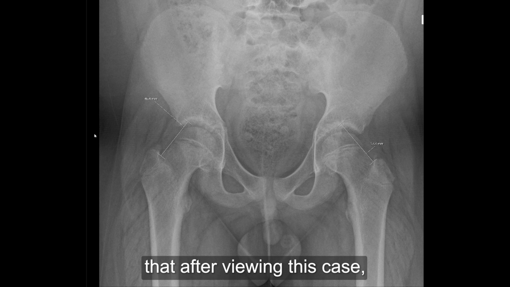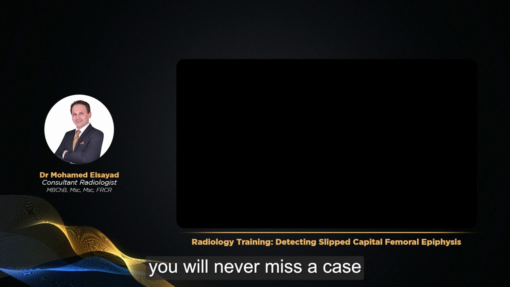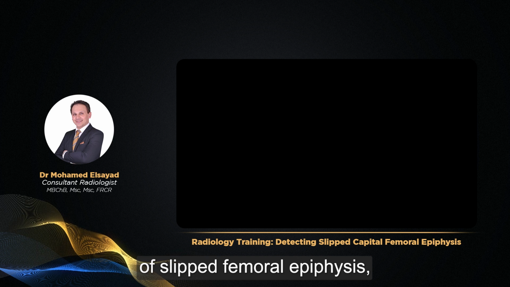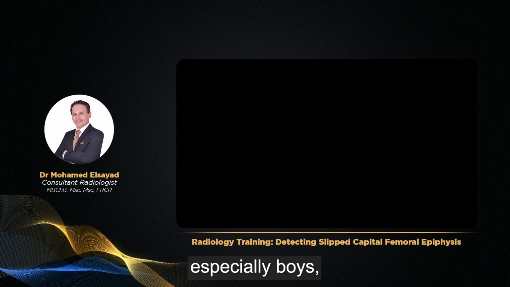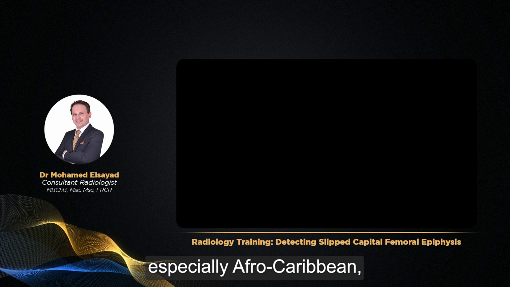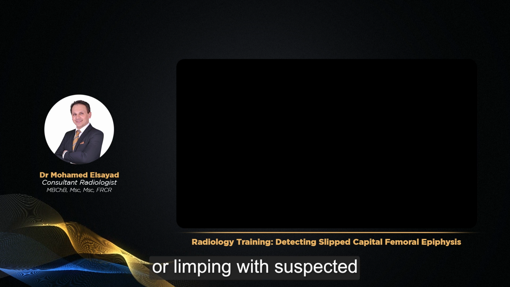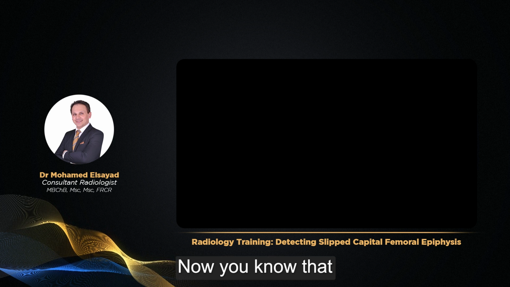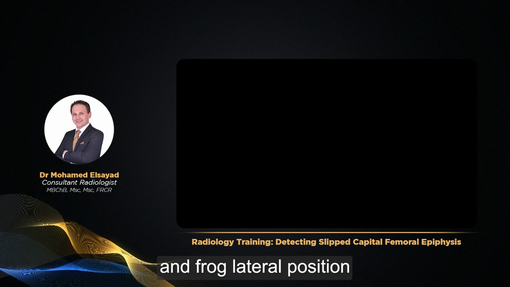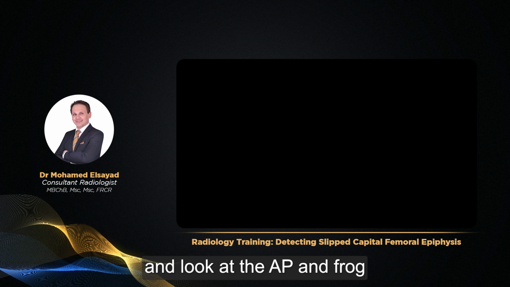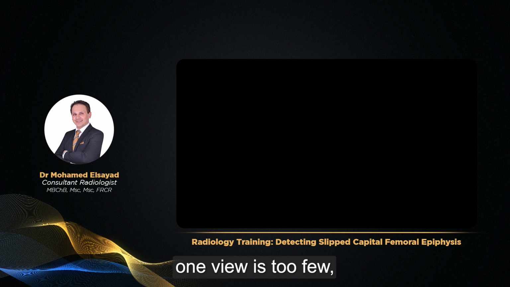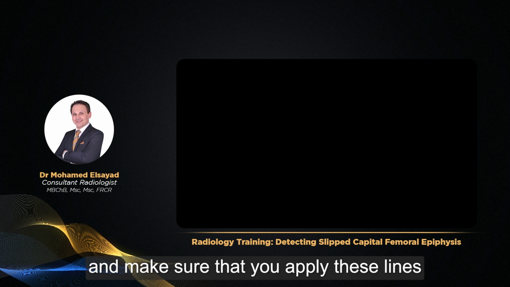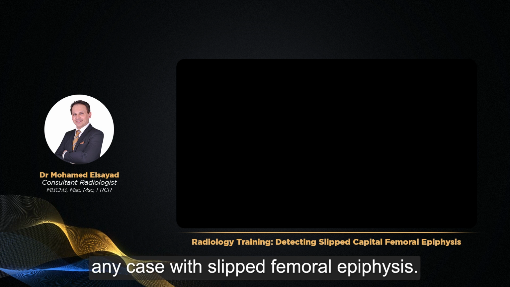I'm confident that after viewing this case, you will never miss a case of slipped femoral epiphysis, because you need to think of it whenever you see any child at adolescent age, especially boys, especially Afro-Caribbean, coming with pain or limping with suspected slipped femoral epiphysis. Now you know that you need to ask for AP and frog lateral position and look at both. Don't look at one view only. One view is too few, and make sure that you apply these lines when interpreting any case with slipped femoral epiphysis.